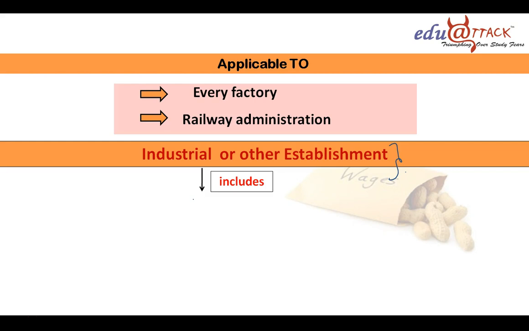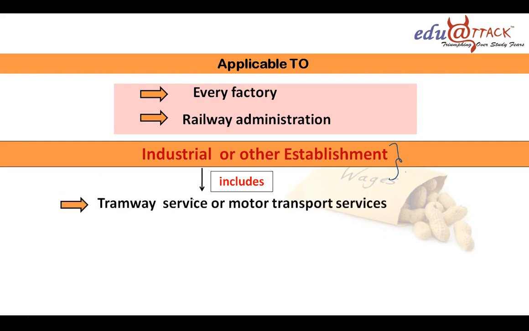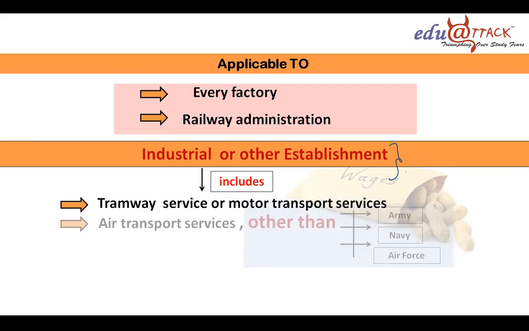Industrial or other establishment includes tramway service or motor transport services. The people who are working in tramway service or motor transport services and who are drawing wages up to rupees 24,000 per month are covered under the Payment of Wages Act.